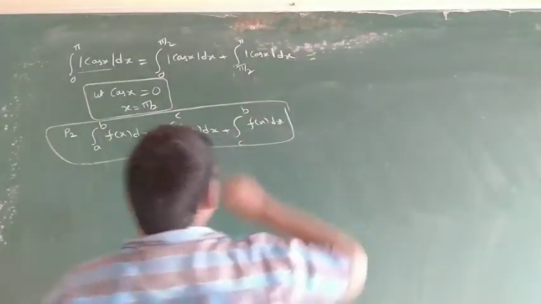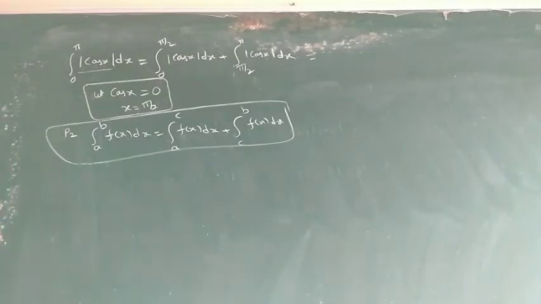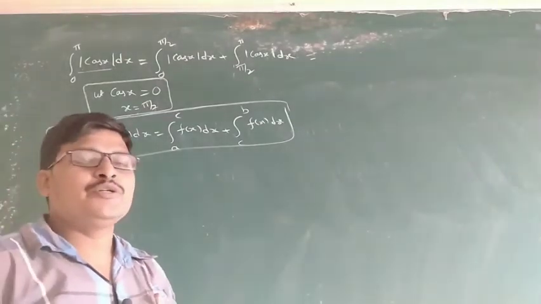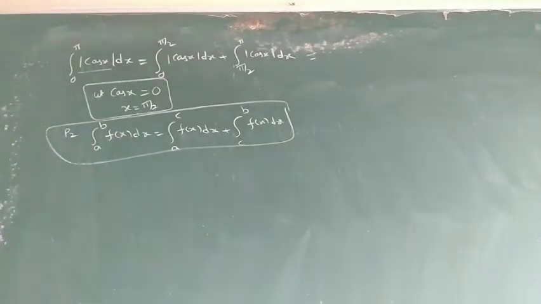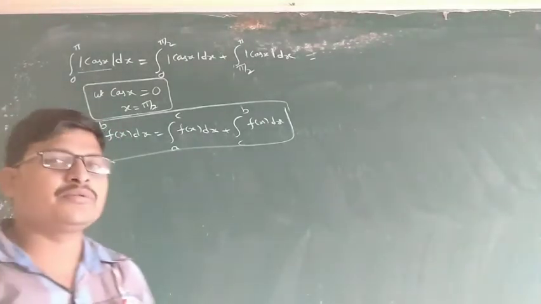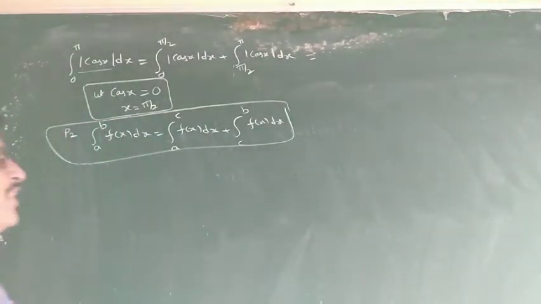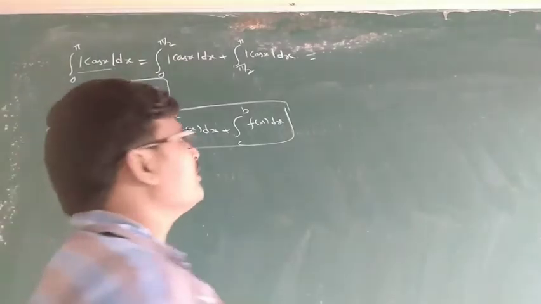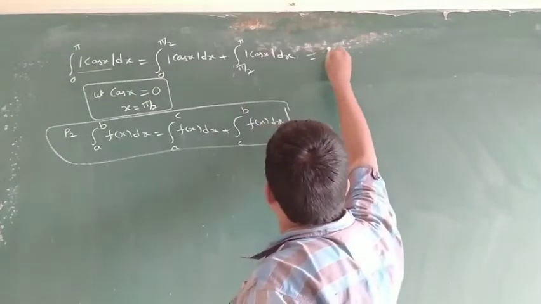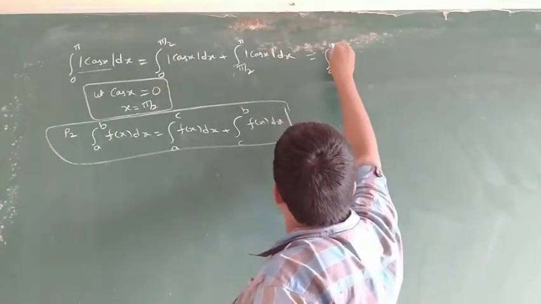So 0 to pi by 2 is the first quadrant. First quadrant range is 0 to pi by 2, second quadrant pi by 2 to pi, third quadrant pi to 3 pi by 2, fourth quadrant 3 pi by 2 to 2 pi. So in the first quadrant all are positive. So first, the first integral is 0 to pi by 2.